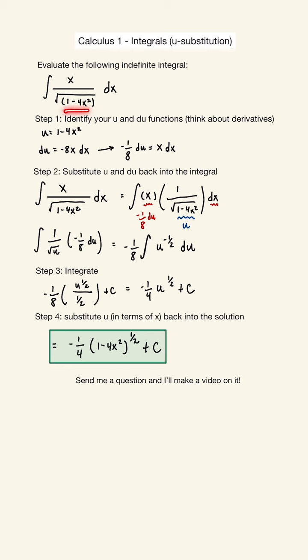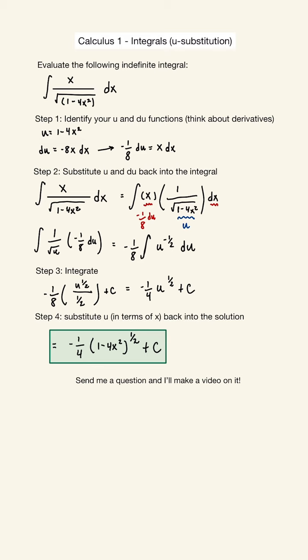And when I look at this square root term, 1 minus 4x squared, I'll get negative 8x, right? So I have negative 8, and I know that, okay, I see an x right there, negative 8x, I see an x right there, so that helps me. So this bottom term, 1 minus 4x squared, is probably going to be my u when evaluating this integral.